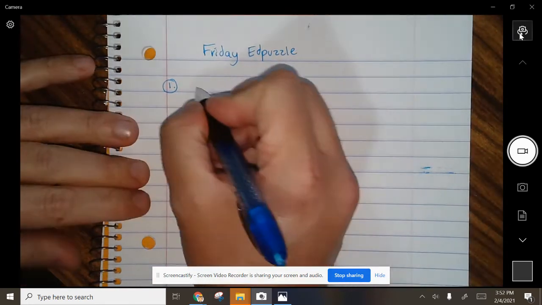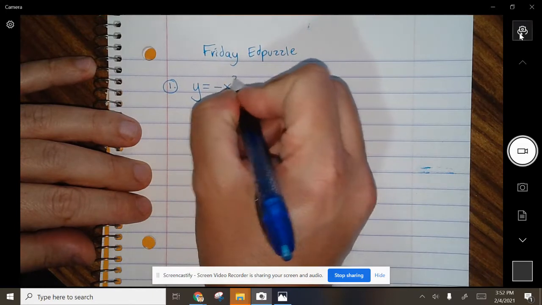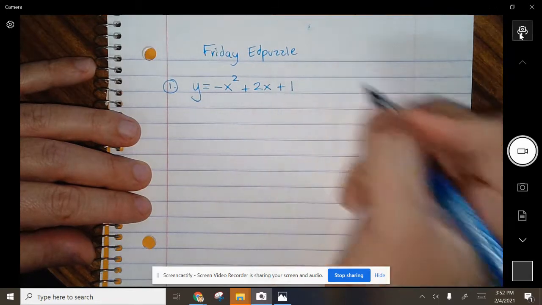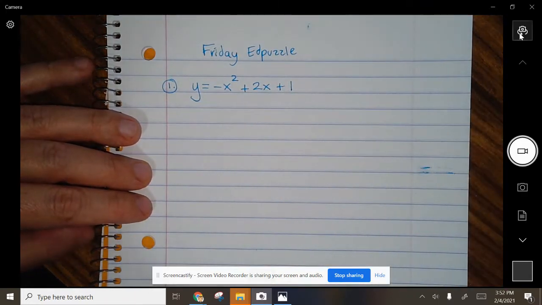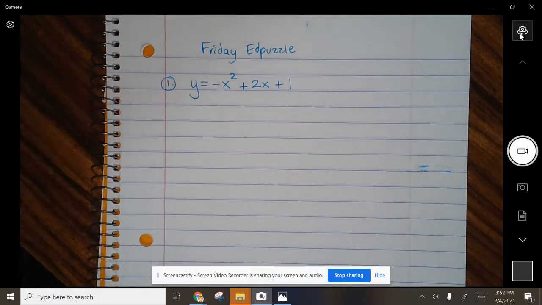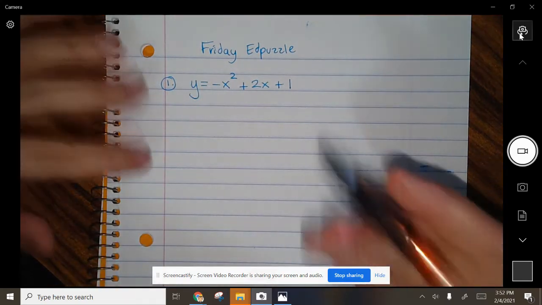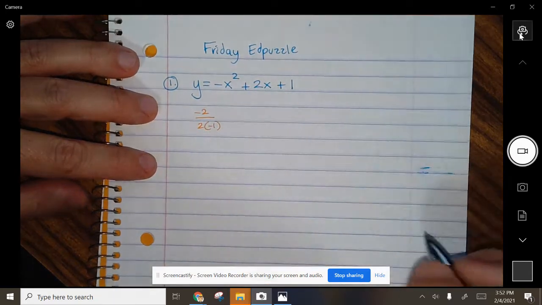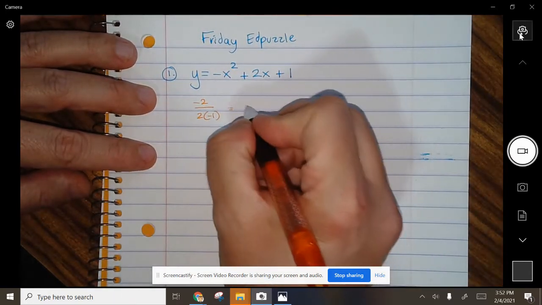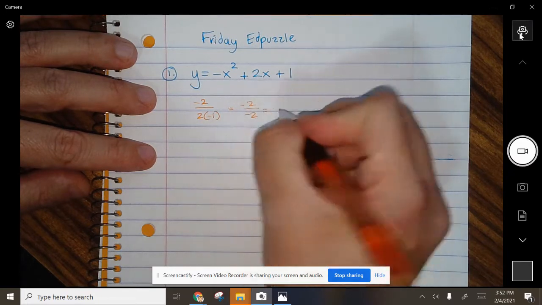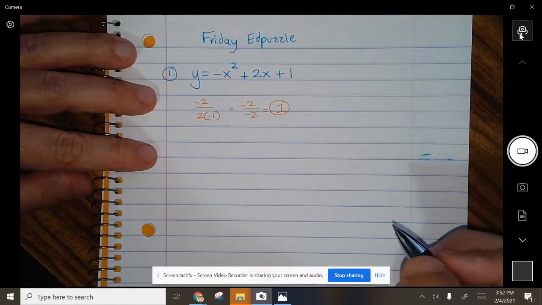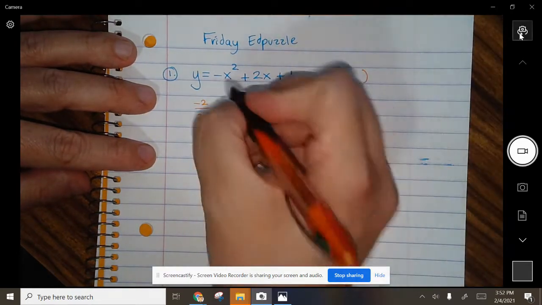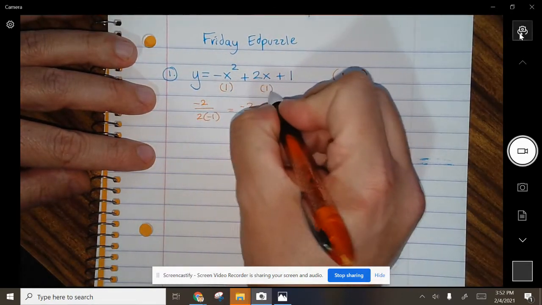So go ahead and graph this one for me. Y equals negative x squared plus 2x plus 1, okay? Now, you're going to go ahead and do what first? Negative b over 2a, right? Which you're going to get negative 2 over negative 2, which is going to equal 1 whole, 1. So your vertex is going to have 1, your x. Plug in 1 here and here.